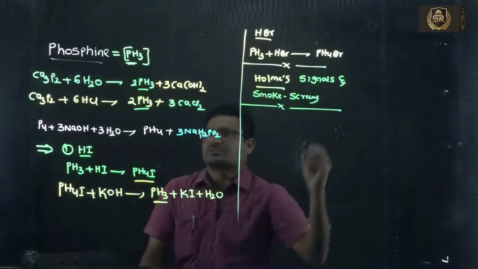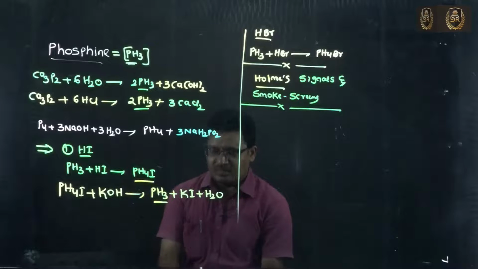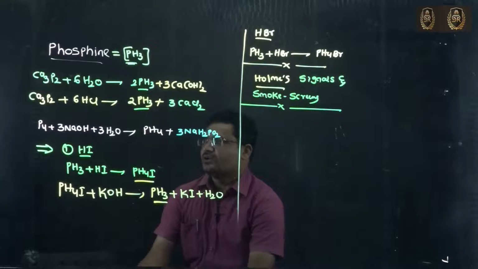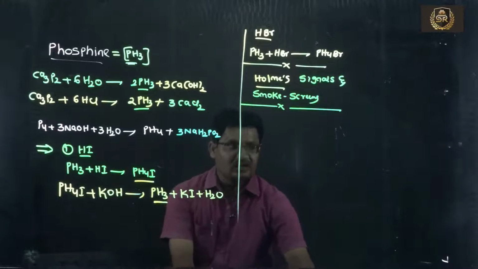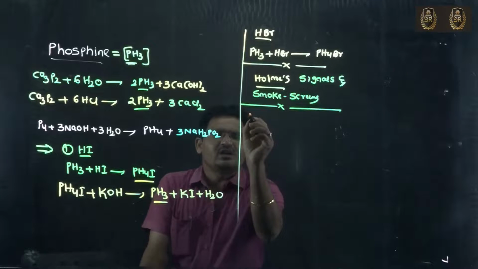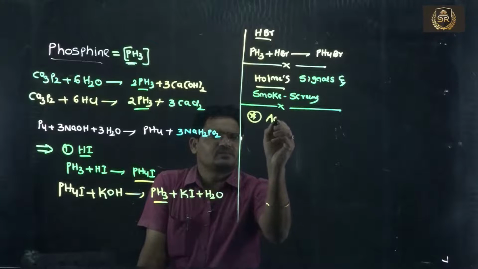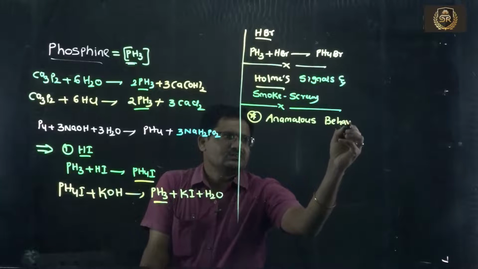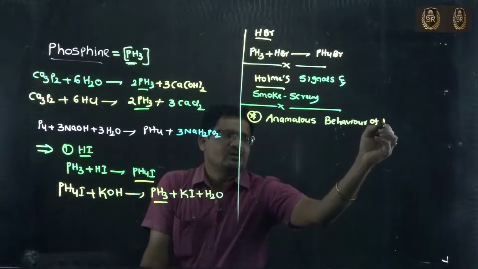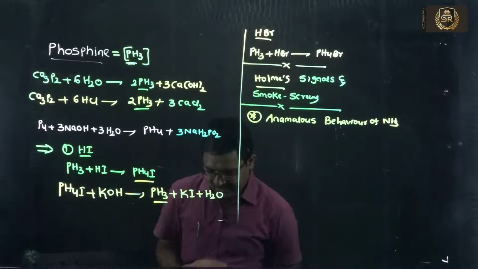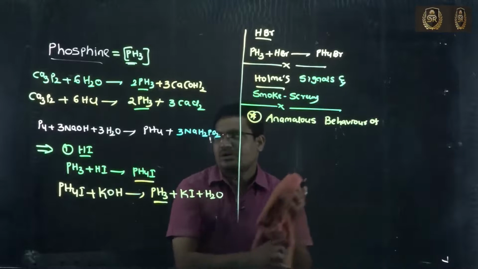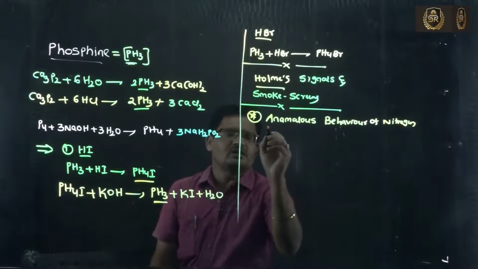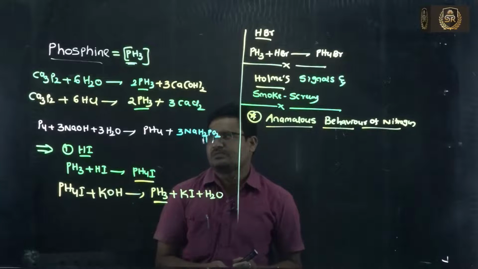So this is phosphine. The last topic is anomalous behavior of ammonia, a small topic. Actually, it is the anomalous behavior of nitrogen. So what is the anomalous behavior of nitrogen?